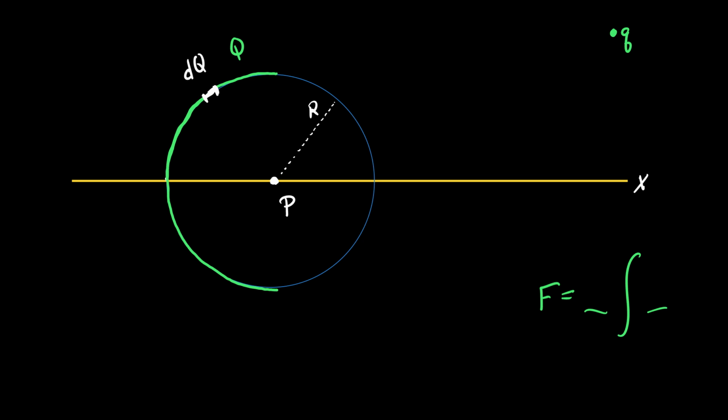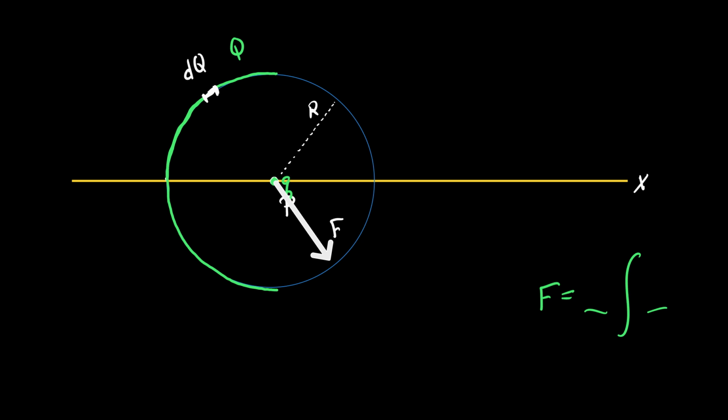But now, look at where that piece of charge is. We treat it like a point charge. It's going to apply a force on lowercase q. And that force is going to be directed clearly along a radius. That way? Maybe that way. Away from dq.